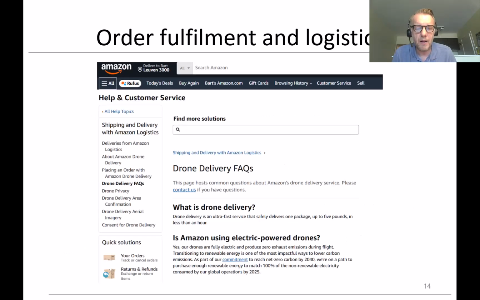Here you can see a page that I borrowed from Amazon on drone delivery. Here you can see what is drone delivery. It's an ultra-fast delivery that safely delivers one package up to 5 pounds, because the drone can only carry up to 5 pounds. Obviously, that will change in the near future, in less than an hour.